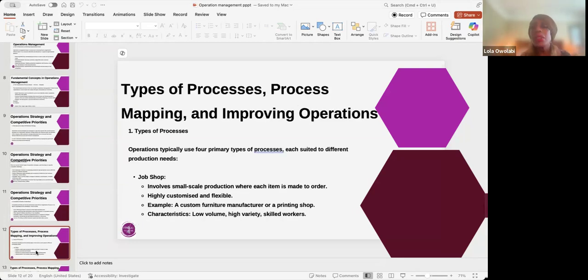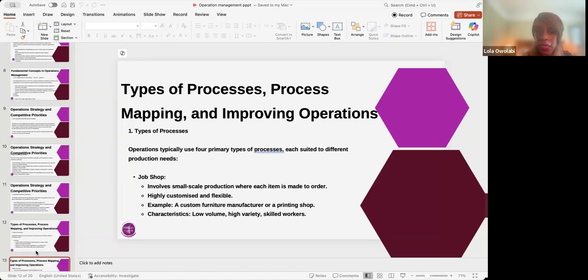Okay, now let's look at the types of processes, process mapping, and improving operations. Operations typically use four primary types of processes, each suited to different production needs. Number one, a job shop. It involves small-scale production where each item is made to order, highly customized and flexible service, such as a custom furniture manufacturer or a printing shop. The characteristics are low volume, high variety, and skilled workers.